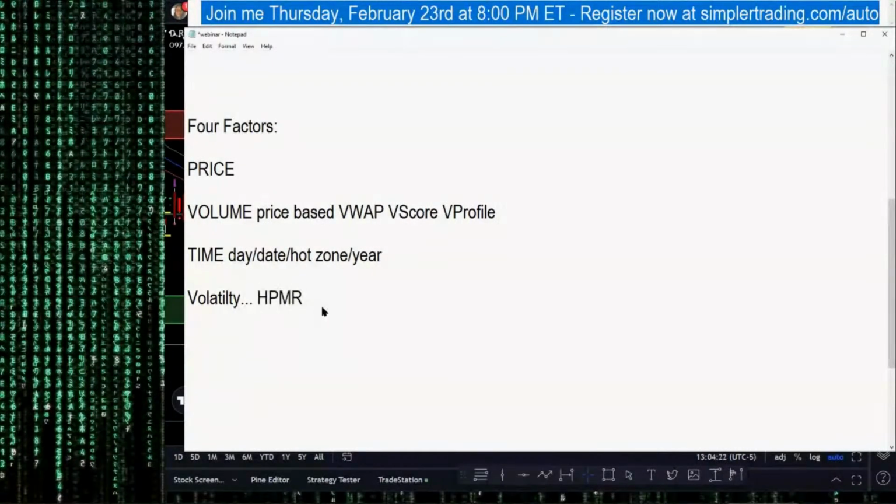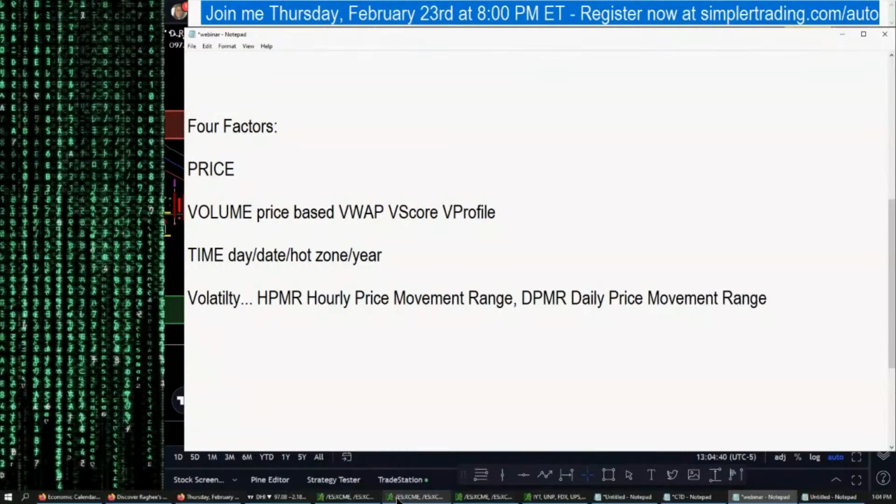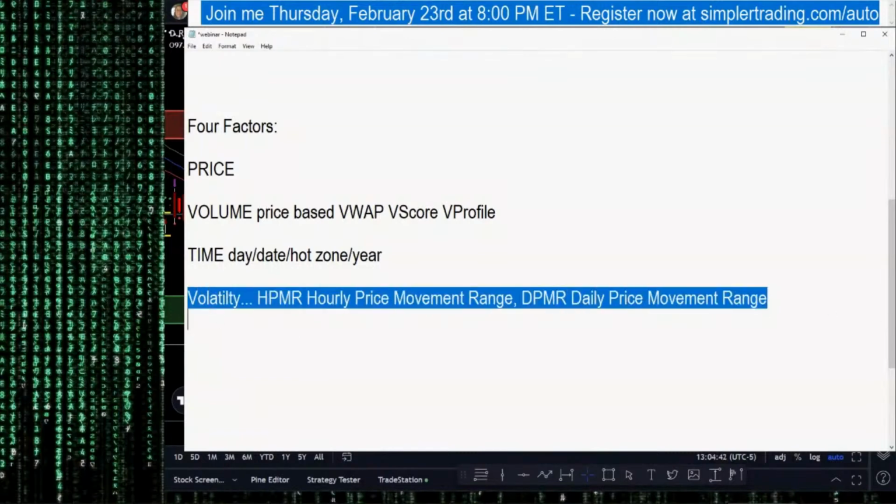By the way, what's price based volume? VWAP. Some of you are familiar with the V score, as well as, say, V profile, right? Things like that. Price based volume. And then finally, volatility. And that's why we're here today. Some of you might already be familiar with the HPMRs, which is the hourly price movement range. And then we also have the DPMR, which is the daily price movement range. You might say, Rob, I've never heard of those before. Well, until I created them, neither had I. So let's jump into this very last one here, which is daily price movement range.